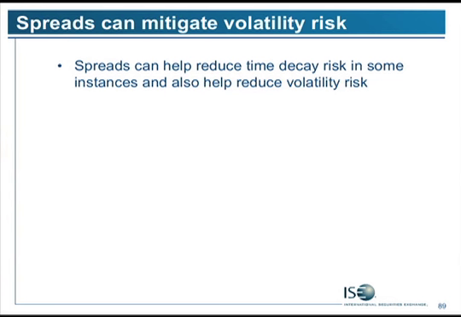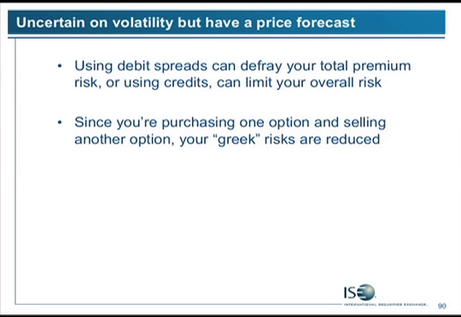So spreads can help mitigate your volatility risk. If you're uncertain on volatility but you have a price forecast, well, I just went through it. You want to use debit spreads to defray your total premium, or you could use credit spreads to limit your overall risk. Since you're buying one option, you're selling another, you're mitigating that vol risk.